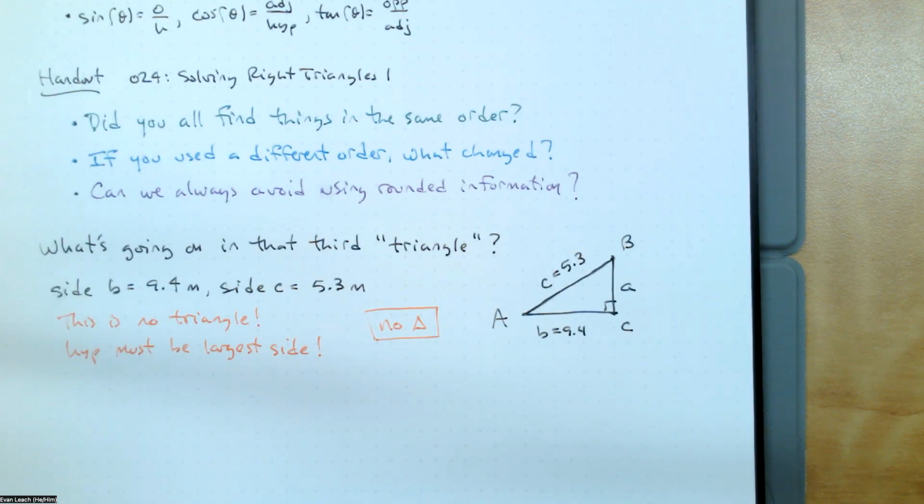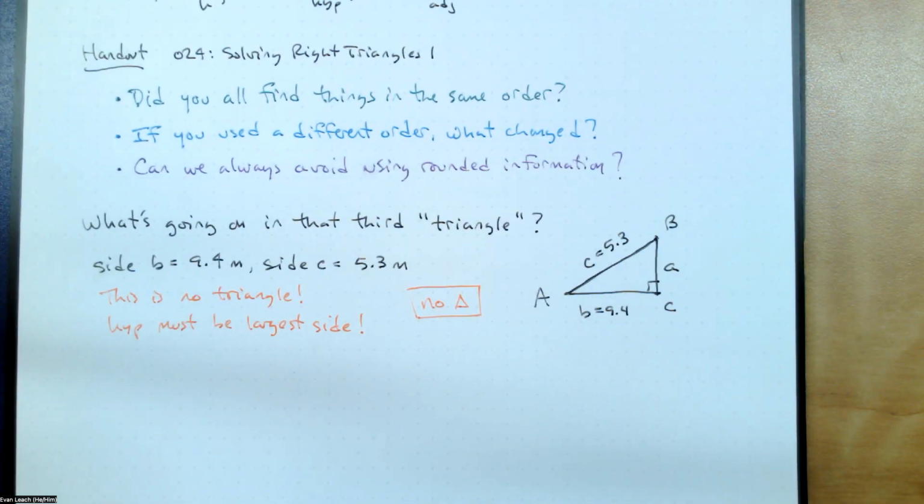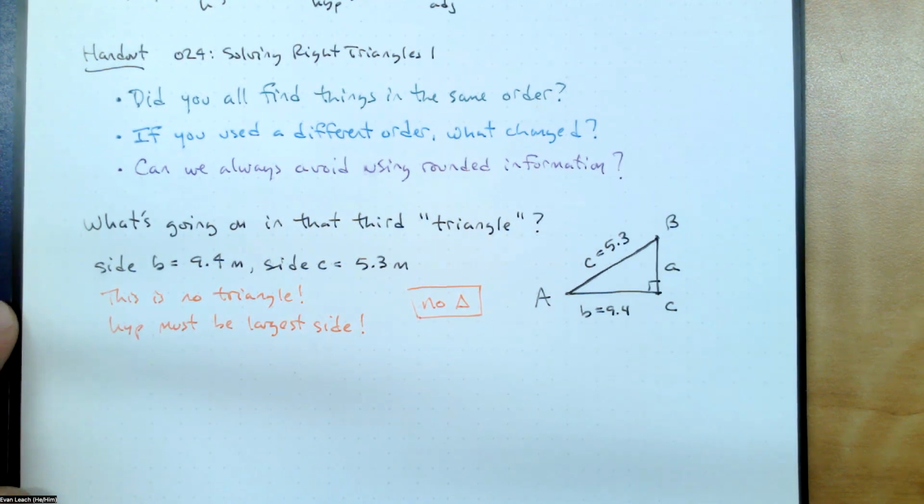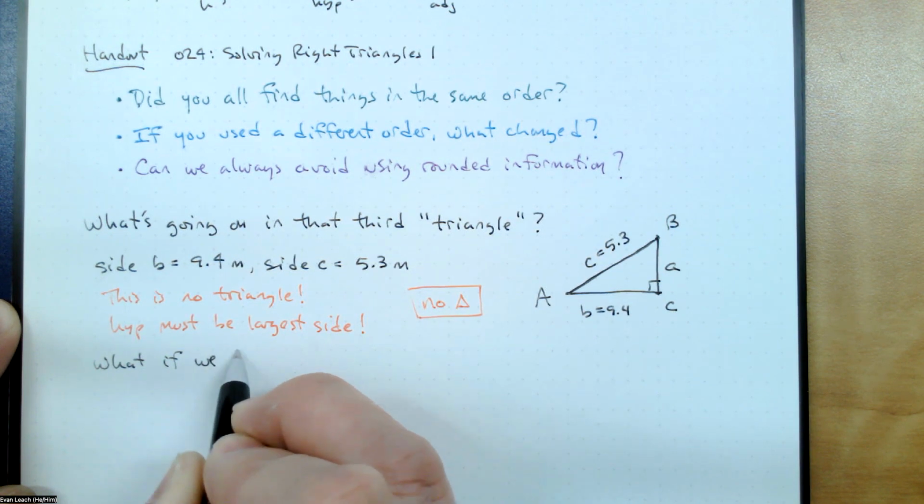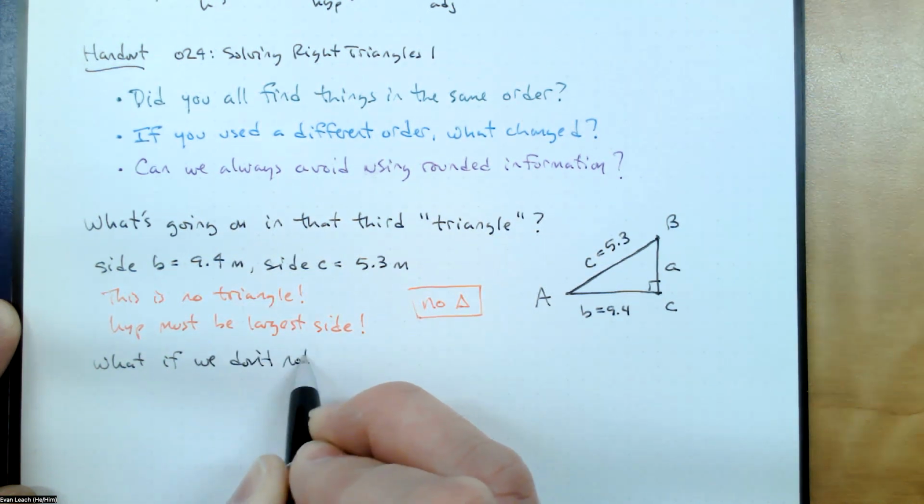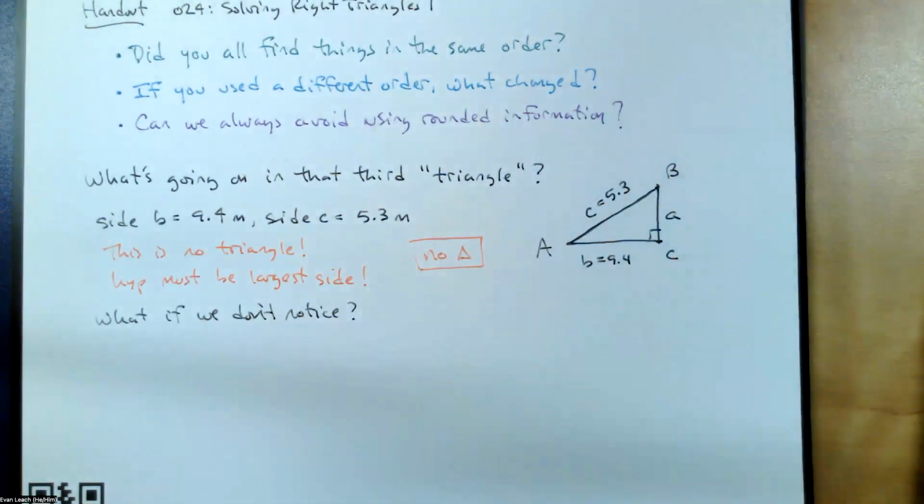What we want to do, the reason that I put this one on there, is that we want to recognize when this happens if we don't notice, because we won't always notice, and we don't want to sit there and think, is this possibly not a triangle? So we don't want that in our minds all the time. We want to know when our calculator is trying to tell us there might not be a triangle. So what if we don't notice? The thing that I want to do with this problem is think, what if we don't notice that there's no triangle here?